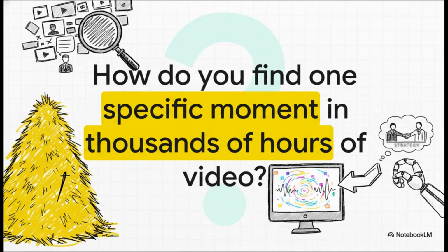I mean, think about it. For us, trying to find one moment in thousands of hours of video is a total needle in a haystack problem. And for a computer, it's been pretty much impossible until now, right? How do you actually teach a machine to find something like the scene where the CEO discusses Q3 strategy when all it sees is just a blur of pixels and a stream of sound?